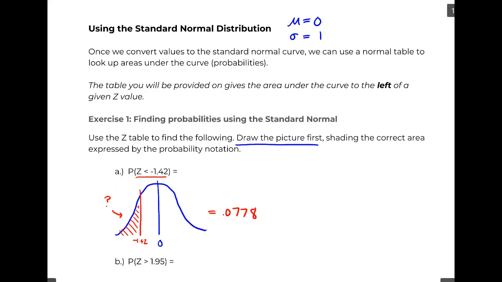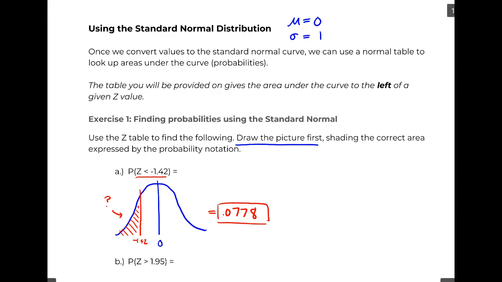I like drawing the picture because I can actually sort of visually see, yeah, that's a reasonable amount of the curve. One of the most common mistakes is to grab the wrong side of the curve, as we'll see in the next ones. And so this lets us know we shaded less than half the curve, and my value was less than half, so I feel pretty good about it.